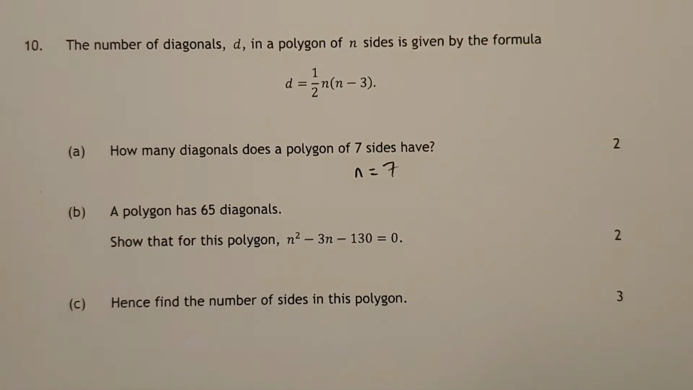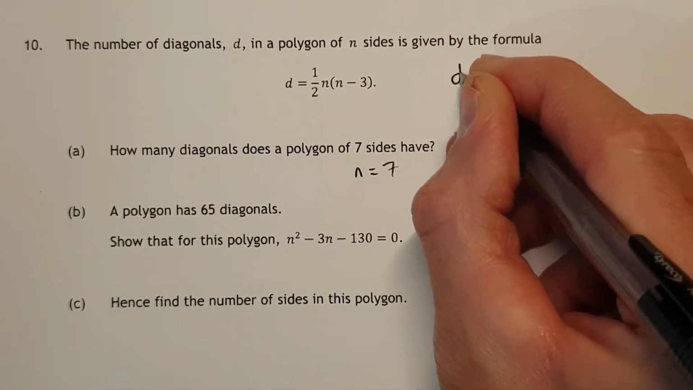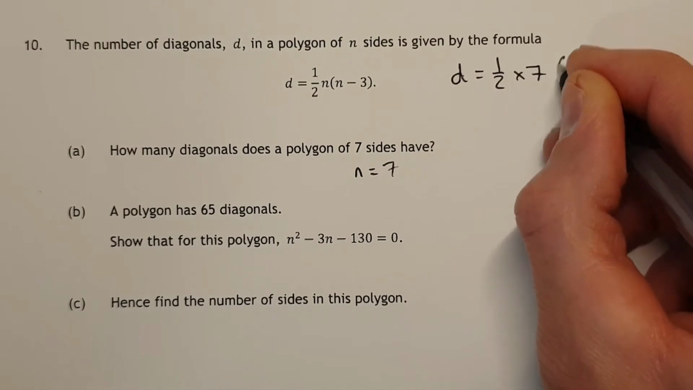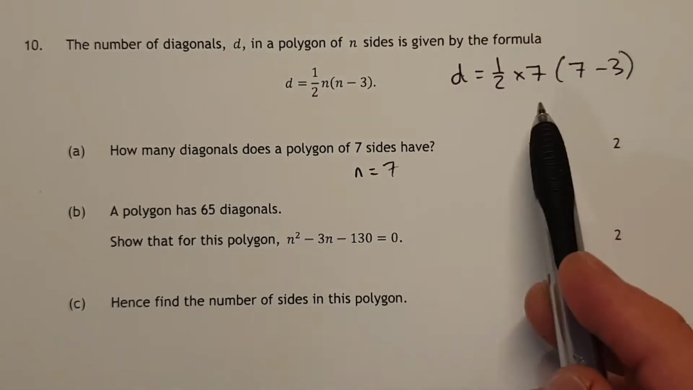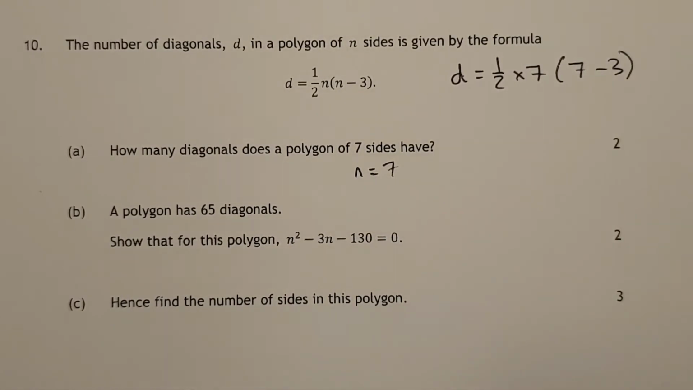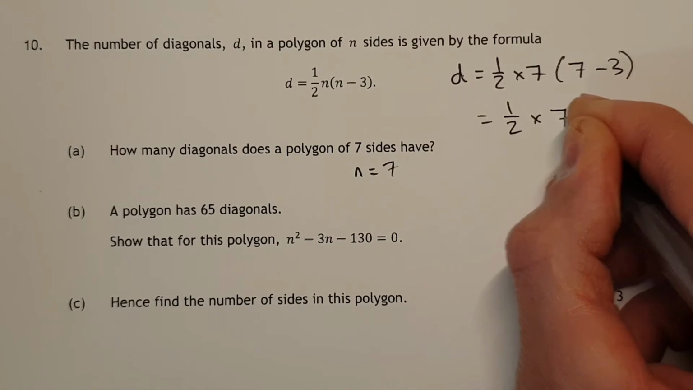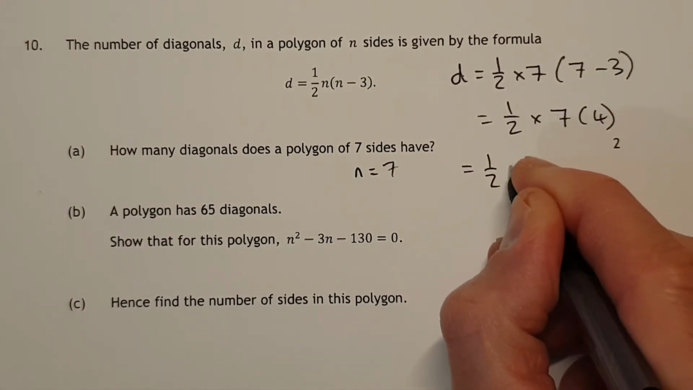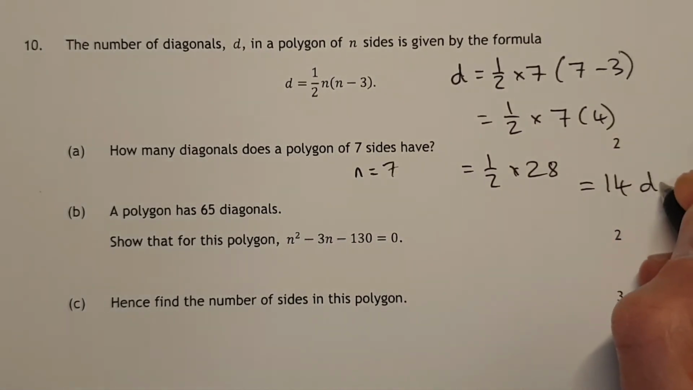Now all we need to do here then is substitute in n is 7 into this equation. So D equals a half times 7, brackets 7 minus 3. Now rather than doing a half of 7 is 3.5 and multiplying it by that, it's probably easier if we just say a half times 7 times 4. Well, 7 fours are 28, so it's a half of 28. That equals 14 diagonals.